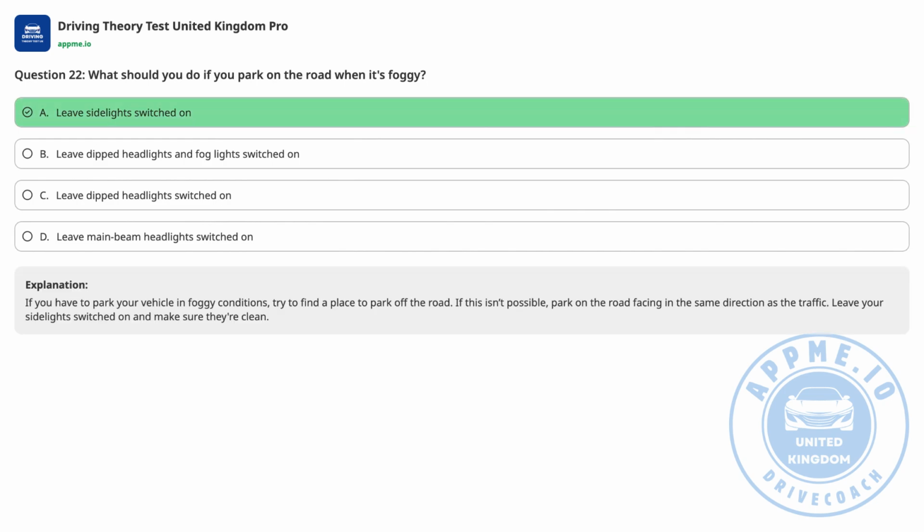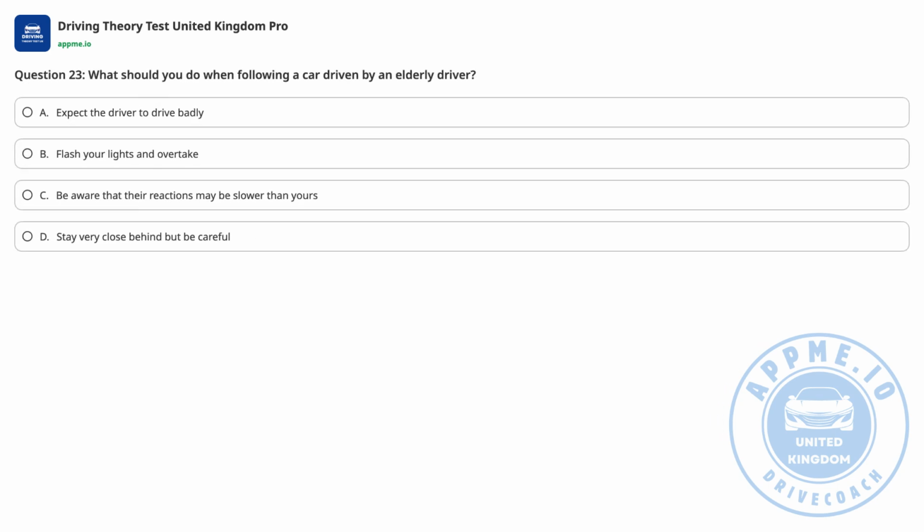The correct answer is A. Question 23. What should you do when following a car driven by an elderly driver? A. Expect the driver to drive badly. B. Flash your lights and overtake. C. Be aware that their reactions may be slower than yours. D. Stay very close behind but be careful.